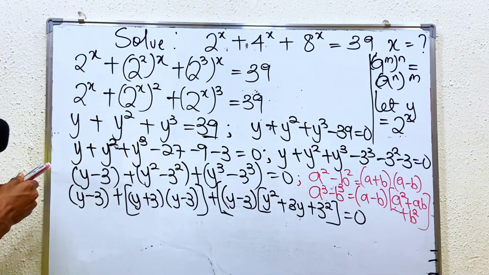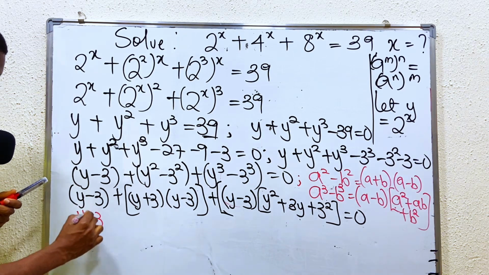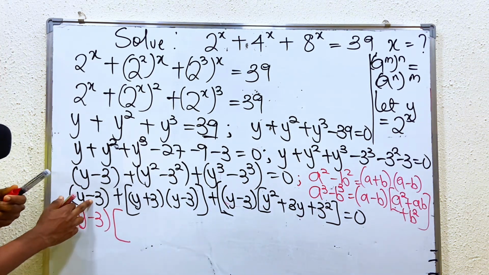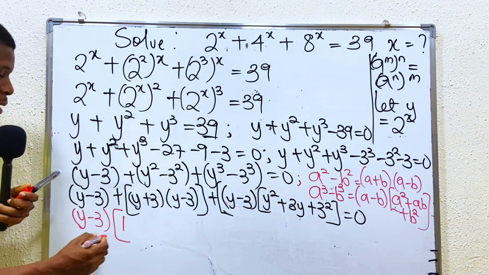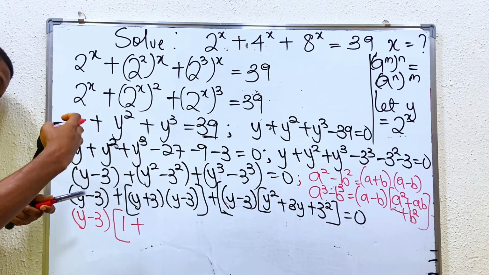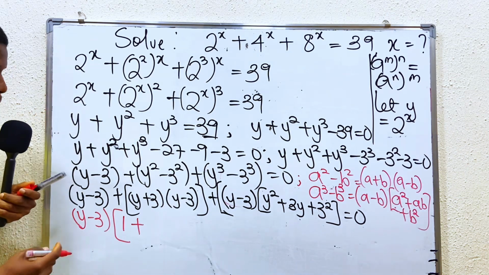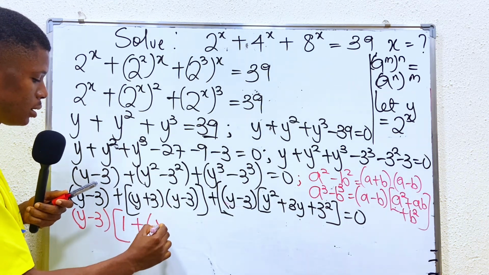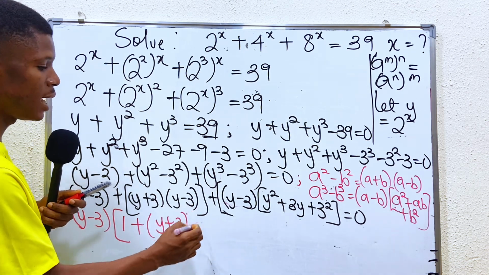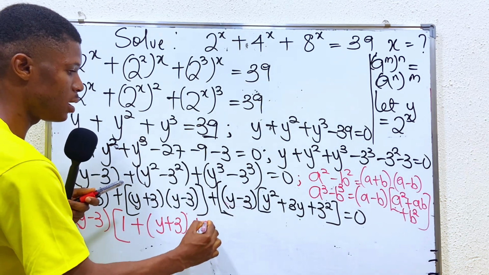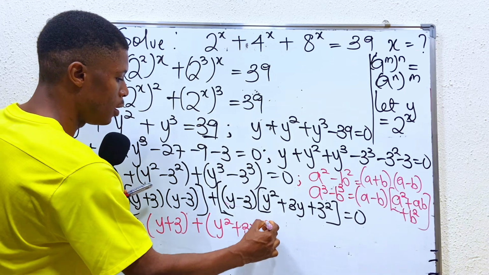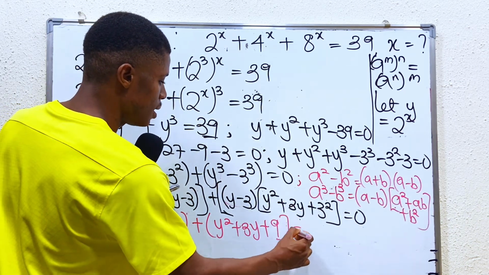Okay? So if I factor out y minus 3, if you factor y minus 3 from the first term, you're having 1. Then plus, what is left here, I will now be left with y plus 3. Then if I factor out y minus 3, I will be having plus y squared plus 3y plus 3 squared is 9, and that's 0.